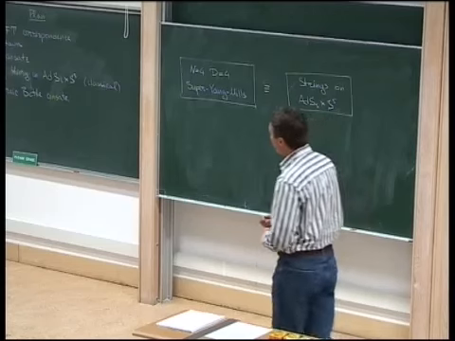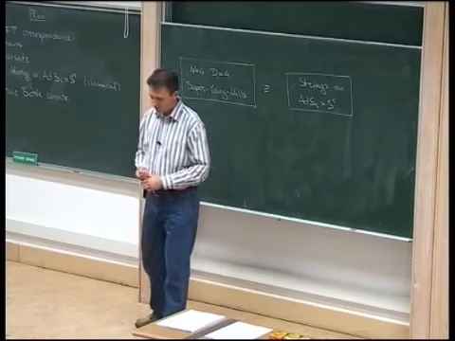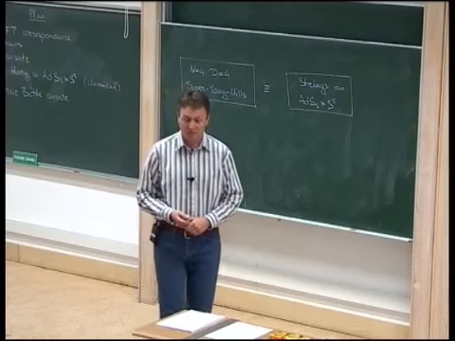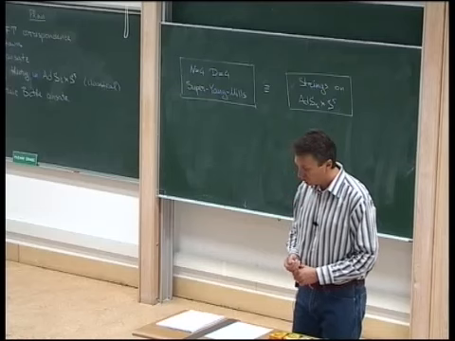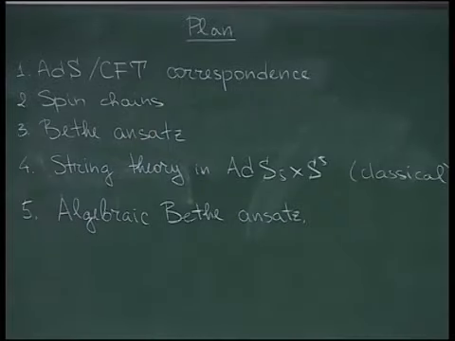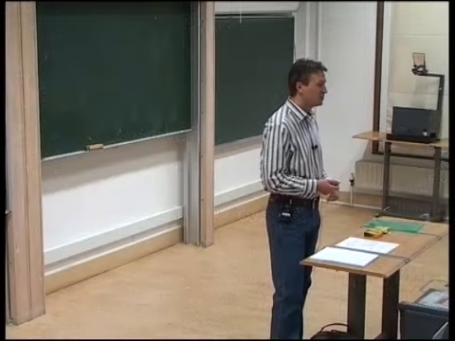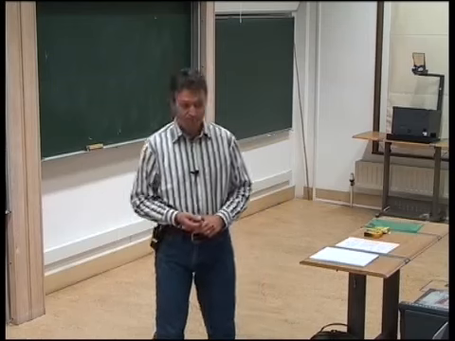Here is the plan of the lectures. So first I will just very briefly describe the features of the AdS/CFT correspondence that I will need later. Then I will tell how the problem of finding the spectrum of N=4 super Yang-Mills can be reformulated in terms of diagonalizing some spin chain Hamiltonian.